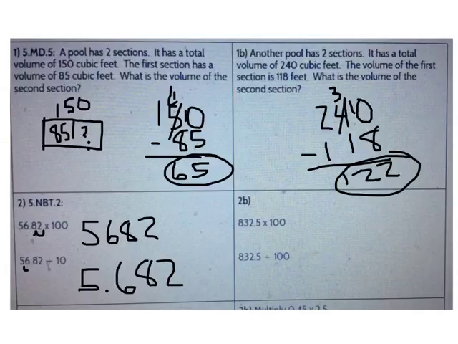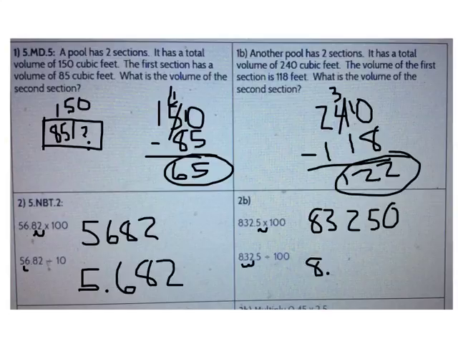Now you try one. What's 832 and 5/10 times 100? Well, I would move the decimal once, twice. The answer is 83,250. What's 832 and 5/10 divided by 100? Well, I would move the decimal twice to the left, once, twice. The answer is 8 and 325 thousandths.